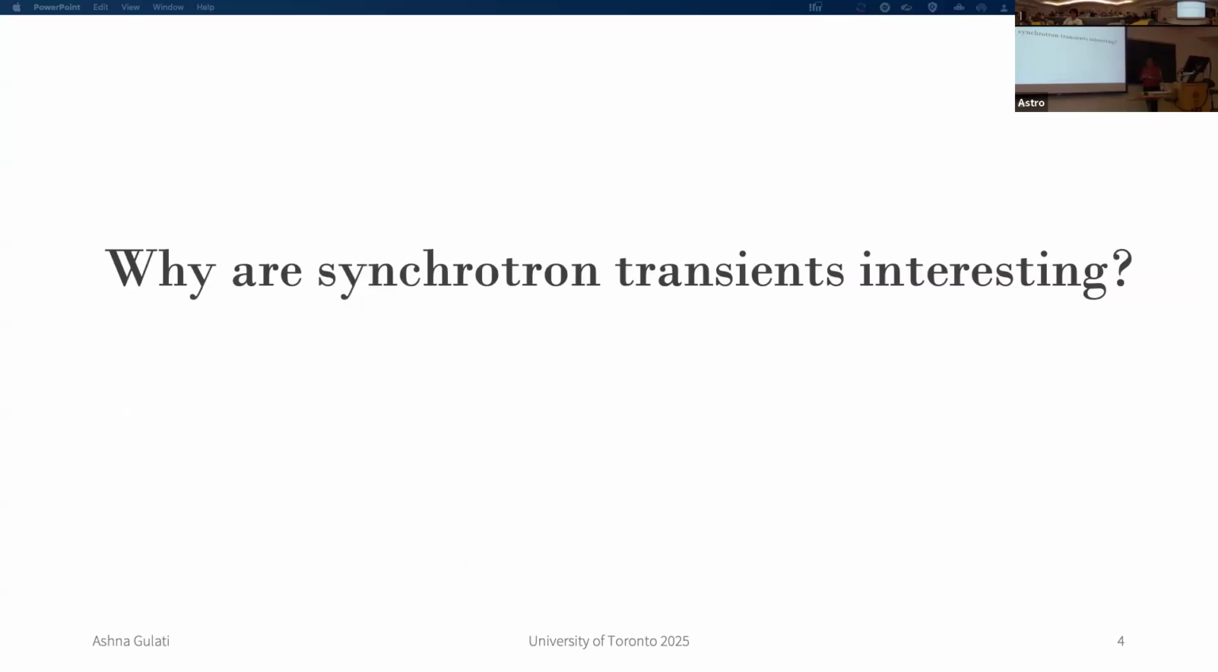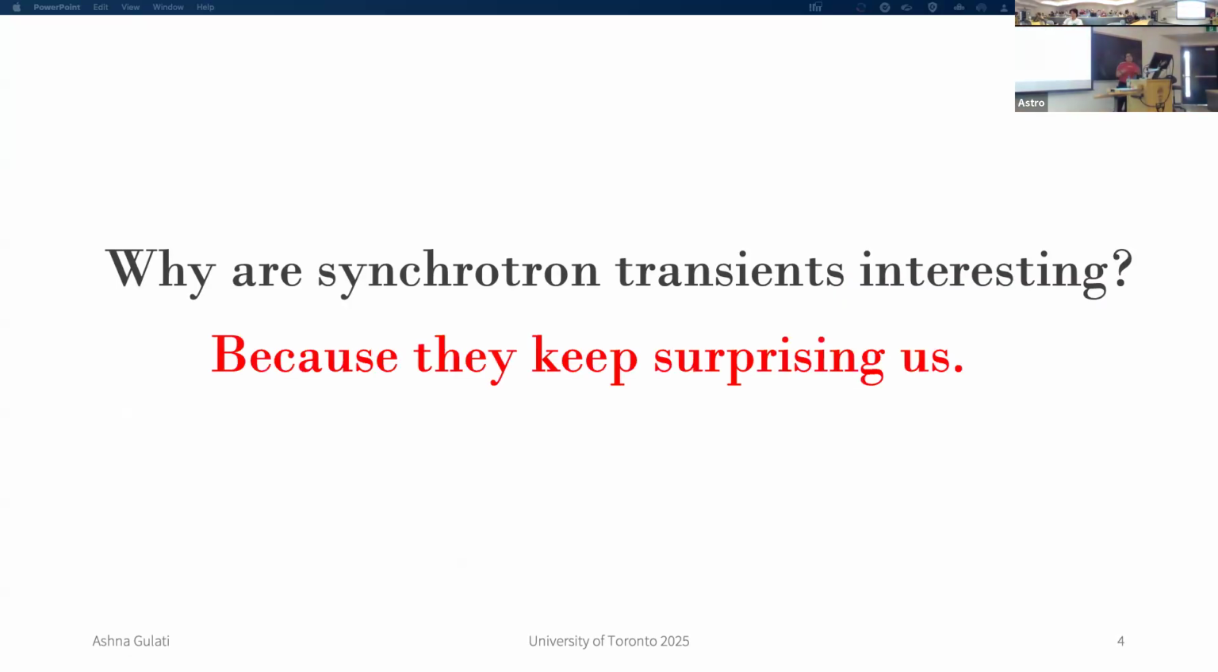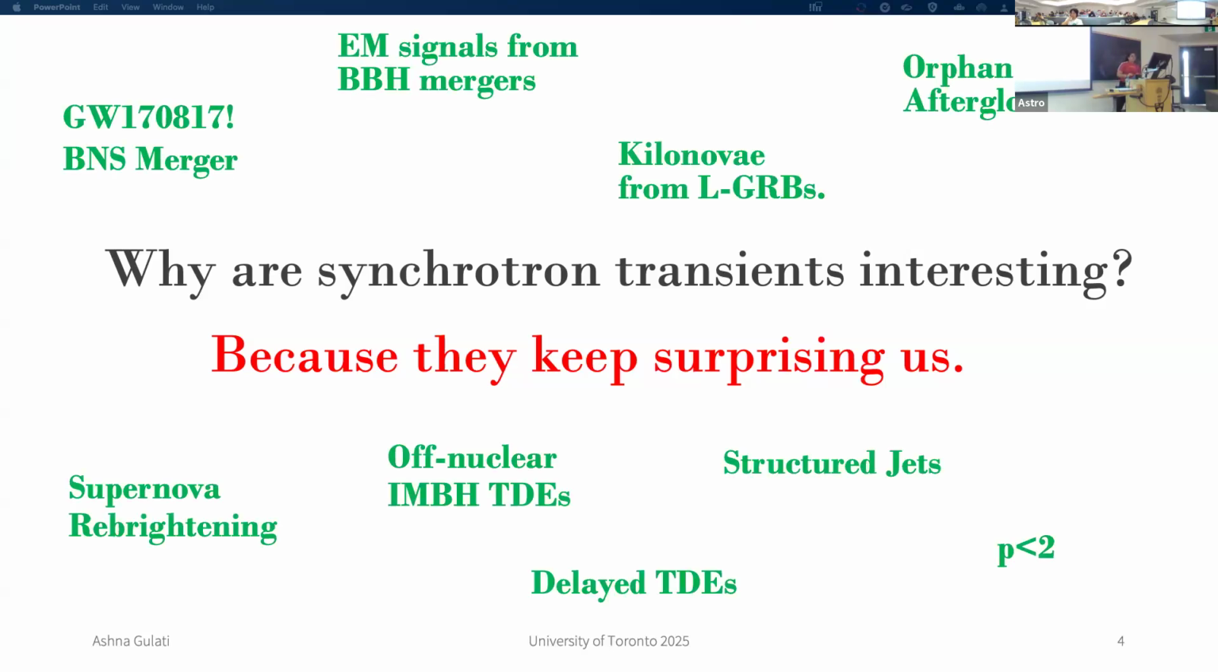Now, we know what synchrotron transients are, but why are they interesting? Why do we care? Because they keep surprising us. Just when we think we know everything about jets and mergers, something new pops up. I've just got a collection of things that I've touched upon in my short research career of 4 years. For instance, GW170817, the first binary neutron star merger, was accompanied by the first kilonova and one of the first few structured jets.